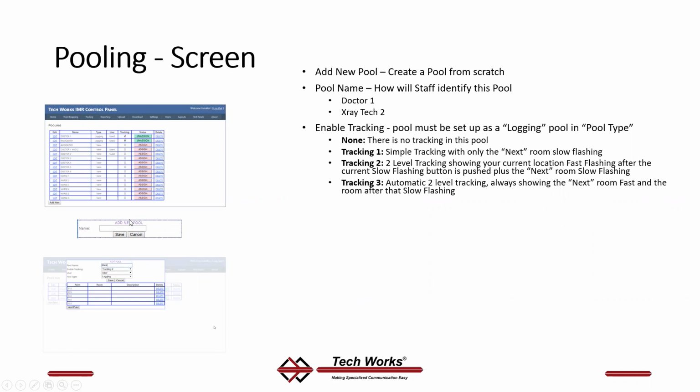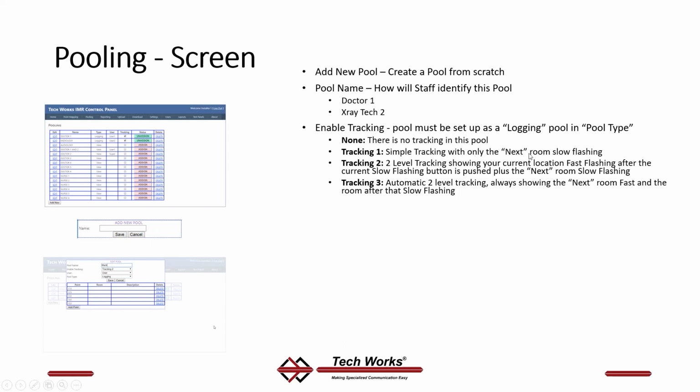Tracking. Once you've got this filled in and you hit save, you get this little drop-down menu. The pool name that you assign to it will appear here. Then your tracking window is right here. What kind of tracking do you want? Your options are none, tracking 1, tracking 2, and tracking 3. None means there's no tracking. Why would you want a pool if there's no tracking? Could be just a view only. You're creating a group of rooms that someone wants to see. You're not tracking anybody's movement. You're just showing them. So it's a non-tracking pool.